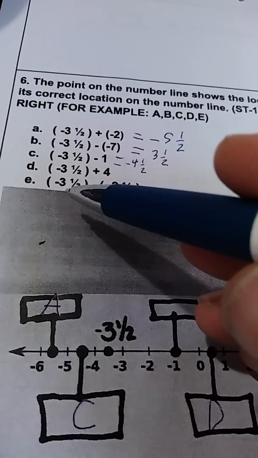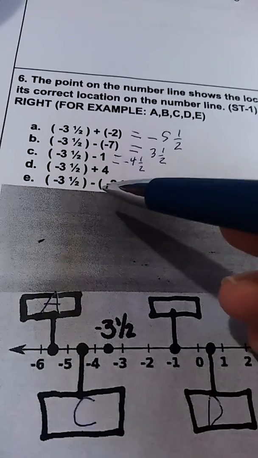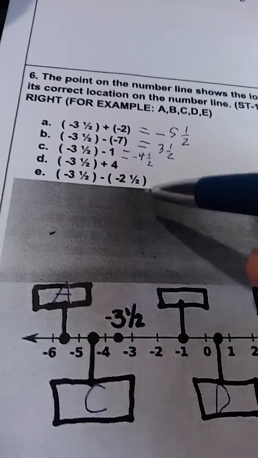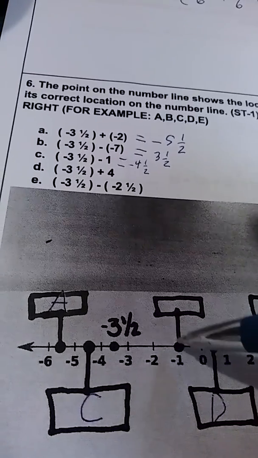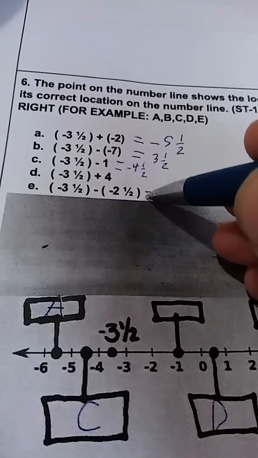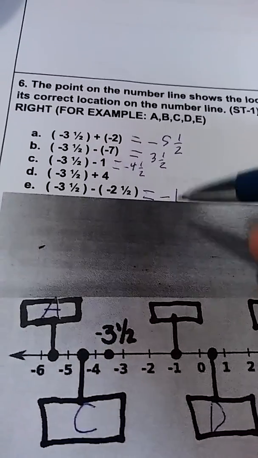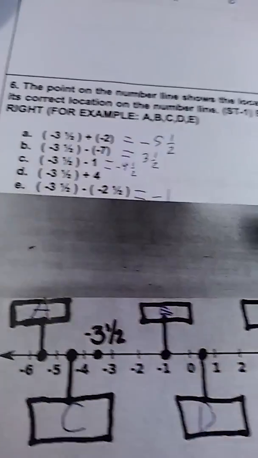So we're going to reduce 3.5's negativity by 2.5. So we're going to go up 2 and then 1 more half. So from negative 3.5 up 1, 2, and 1 more half to negative 1. And this does equal negative 1. So that's E. There you go.